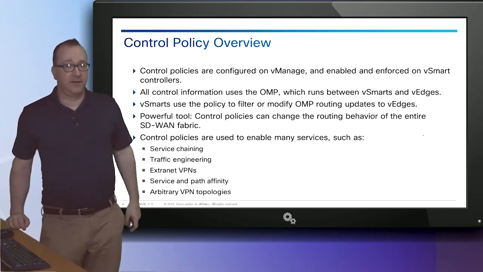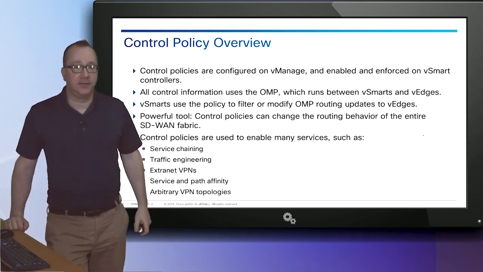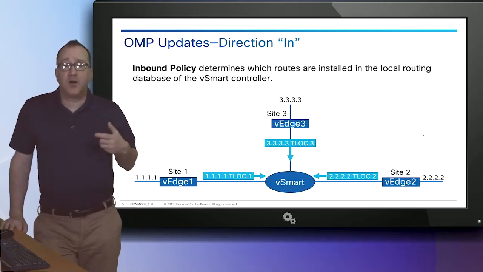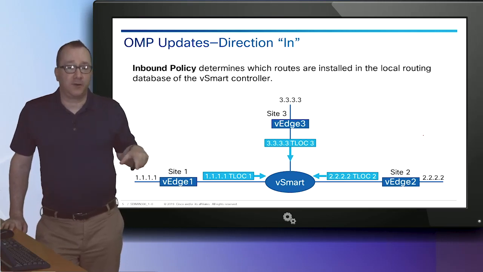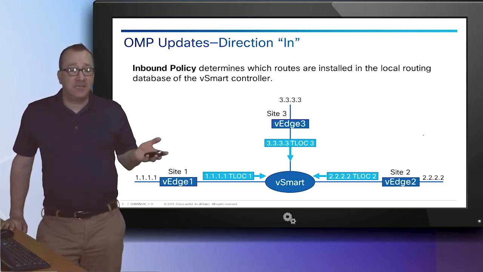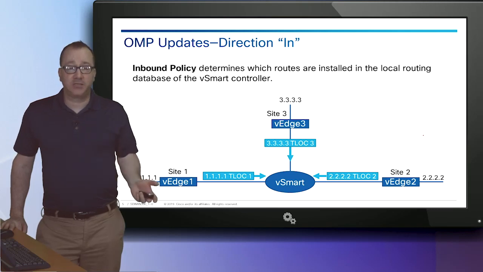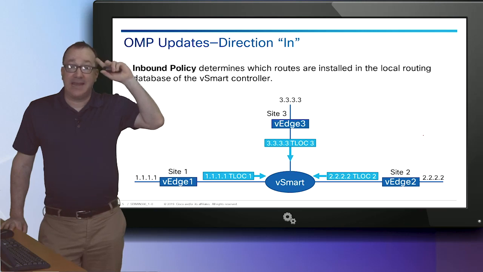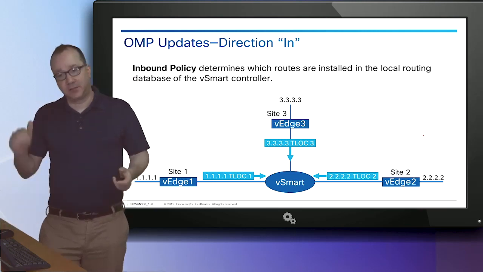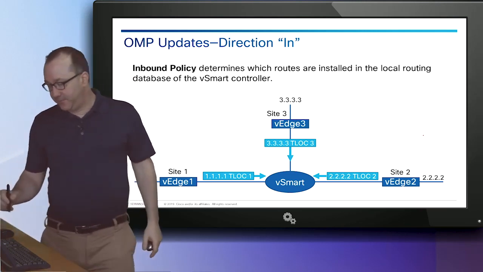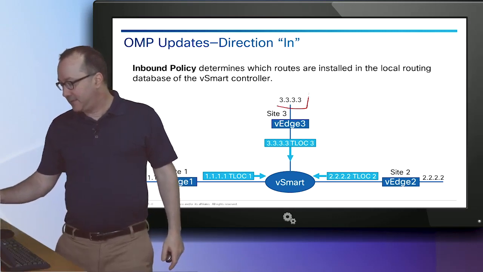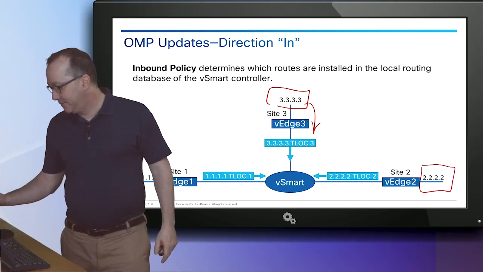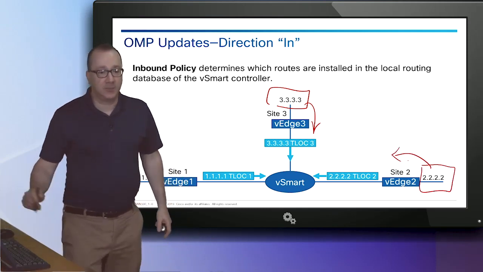Down here we have a list of the types of things we can do with these. Because we run OMP over the overlay network between all vEdges and vSmarts, all control information is exchanged on the network over OMP. The first step: all vEdges announce to the vSmarts what they can see locally, the service-side networks. Site 3 here can see this network, and it's going to advertise that network into the environment. Site 2 does the same with its network, etc.